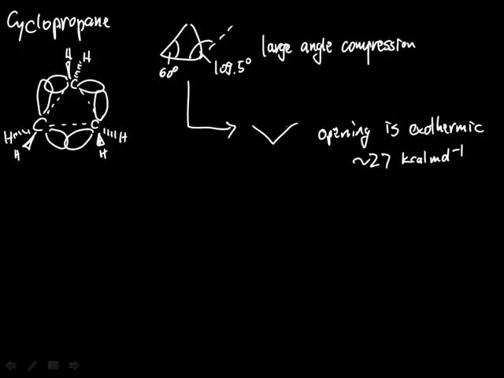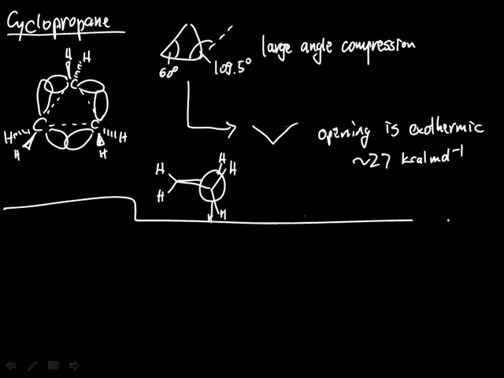Finally, the torsion strain in cyclopropane is another significant source of instability. Again, as I've shown before, cyclopropane is fully eclipsed. So this would be a Newman projection of cyclopropane, from which you can see that there are multiple factors contributing to the instability of this molecule.